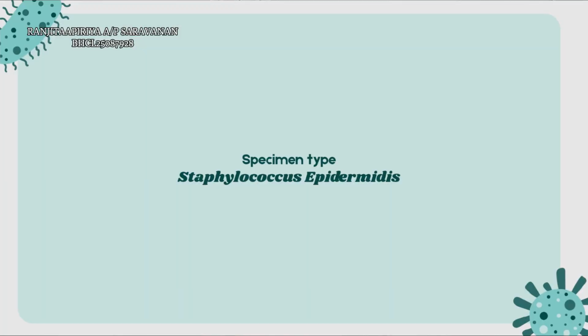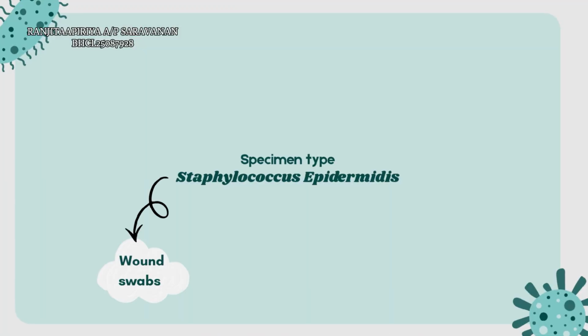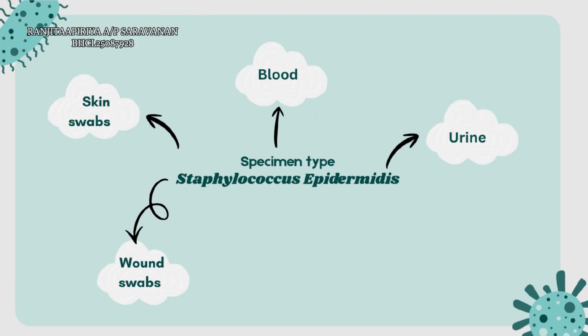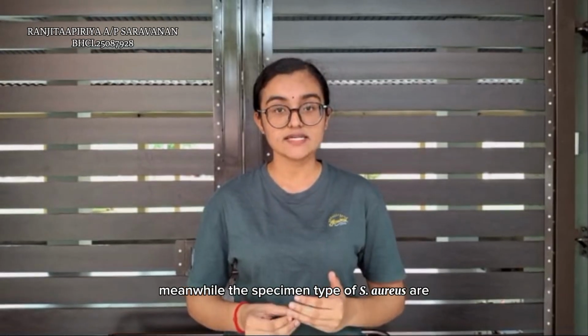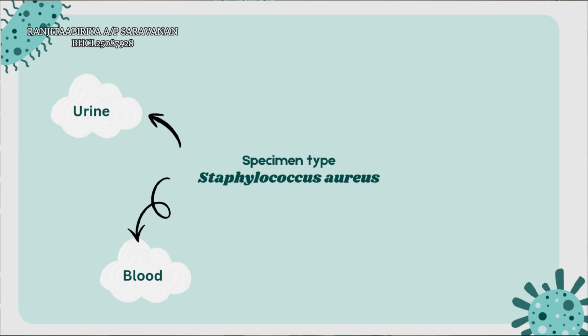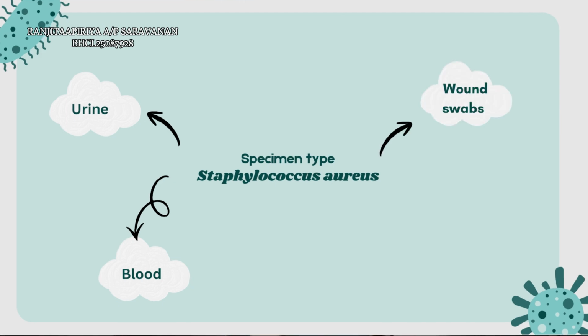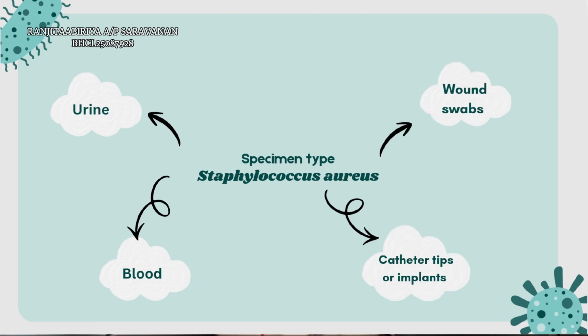Specimen types of S. epidermidis are wound swabs, skin swabs, blood, urine, and respiratory secretions. Meanwhile, the specimen types of S. aureus are blood, urine, wound swabs, and catheters or implants.